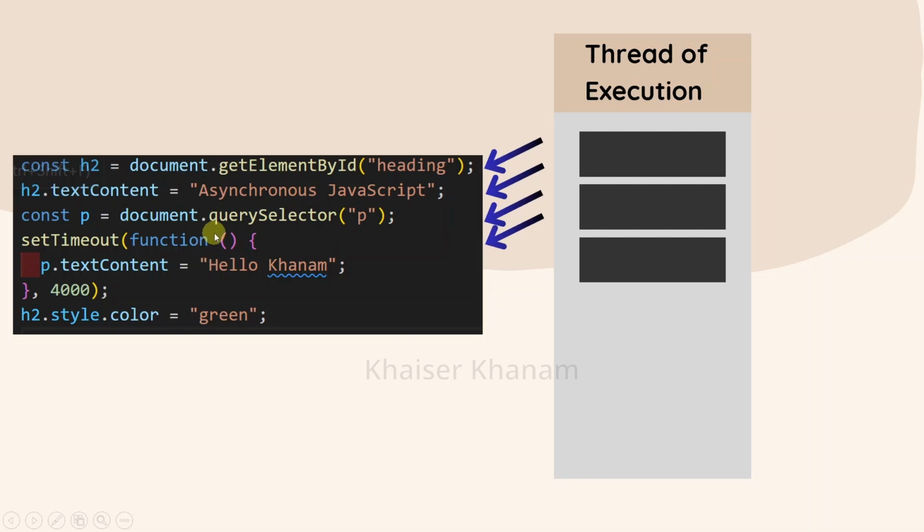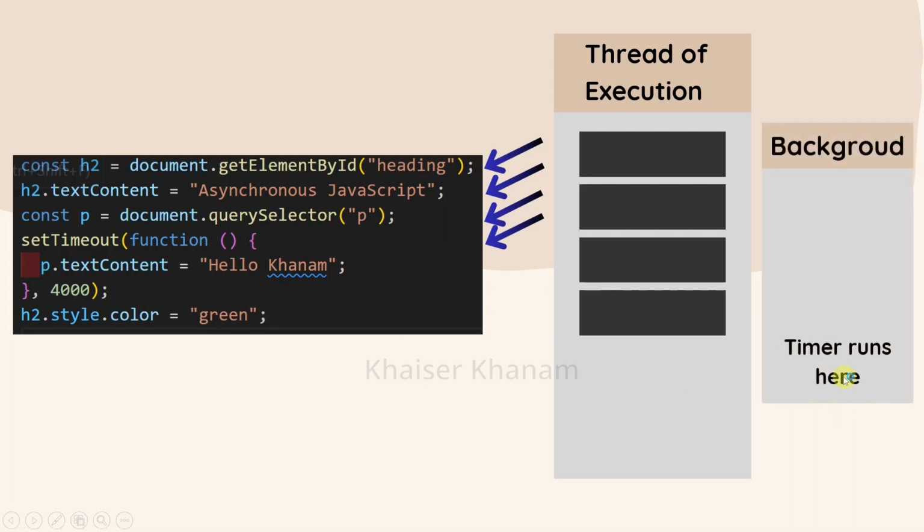But now the fourth line is reached. It will be executed. But inside this I have a 4-second timer, and inside this I have some content which has to be displayed after 4 seconds. So this is nothing but asynchronous code. So what happens, in the background the timer will be running, and here I have a callback function.